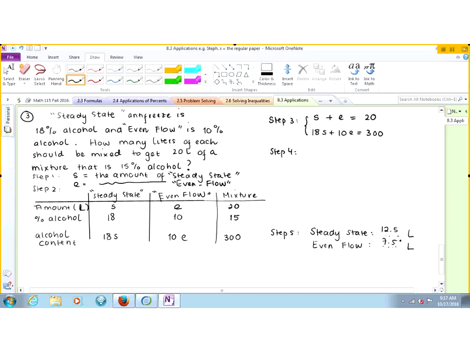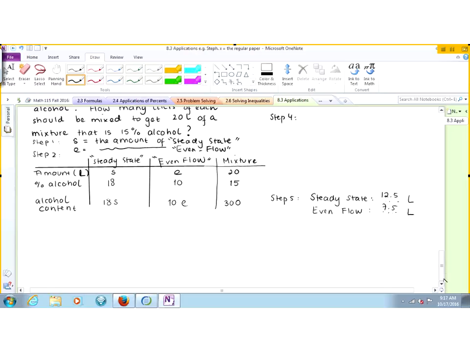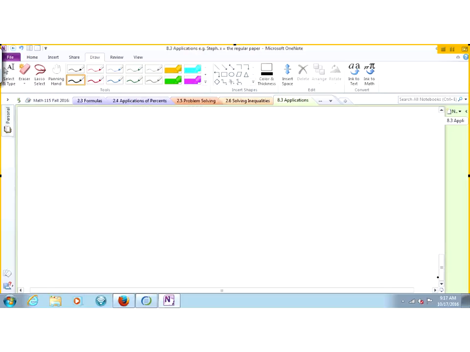Okay, continue? All right. So now we're going to talk about applications involving motions. So is it A, B? Let me see. I think total value and mixture was A. So B was motion. So B, applications involving motion. So this will be moving objects: car, traveling, canoeing, boating.